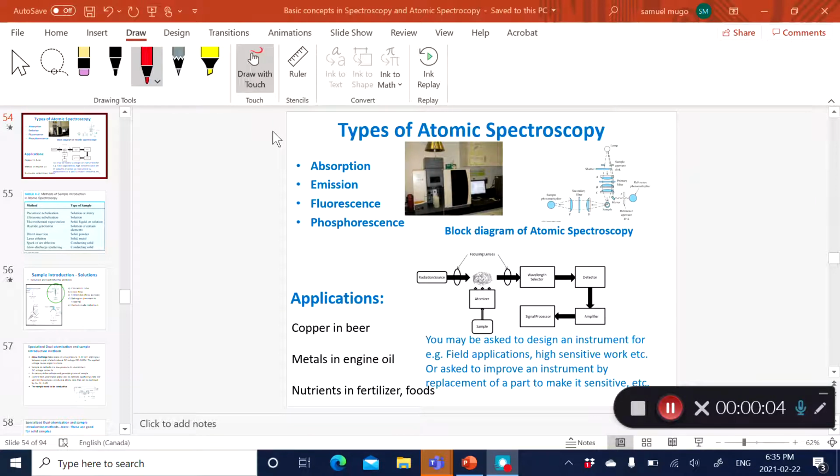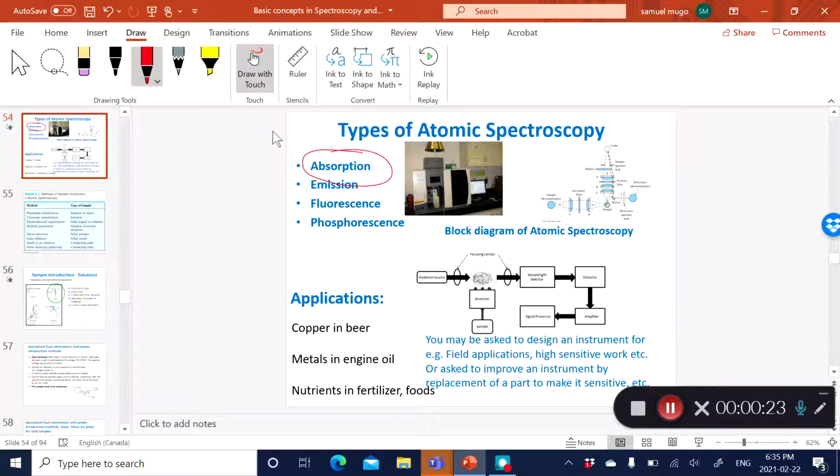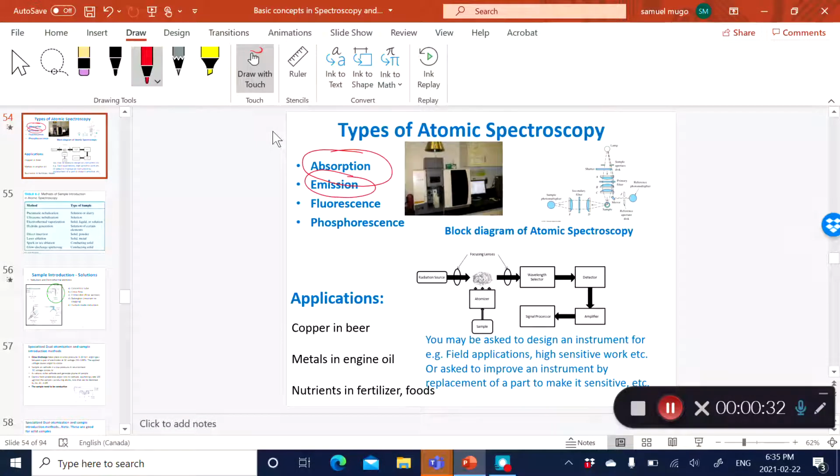In this lecture, we're going to talk about different components of atomic spectrometers. I think you already well know that there are different types of atomic spectrometers based on their mode of operation. I think we've already talked about AAS, for example, which is based on absorption spectrometric mode. You can also have emission atomic spectroscopy.